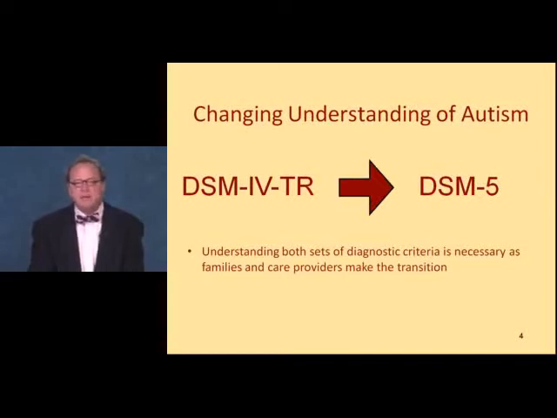Recently, there's been a major change in the diagnostic criteria for autism-related disorders. Most of you were familiar with the DSM-4 TR criteria, and in the spring of 2013, the fifth version of the Diagnostic and Statistical Manual was released. So it's important for you to be familiar with both sets of criteria during this period of transition.